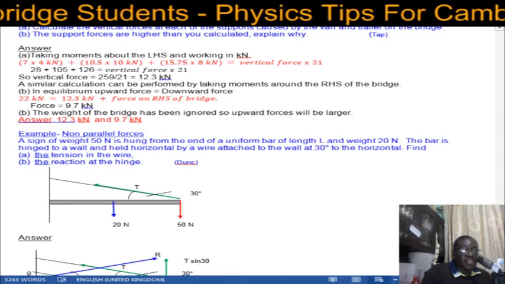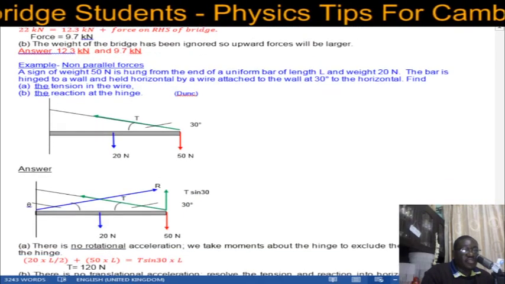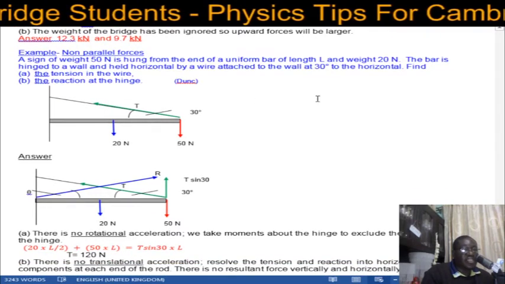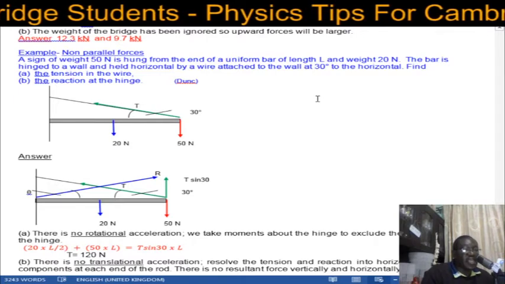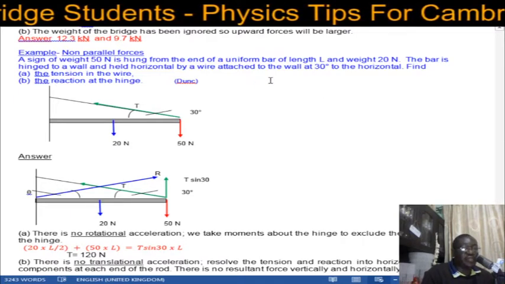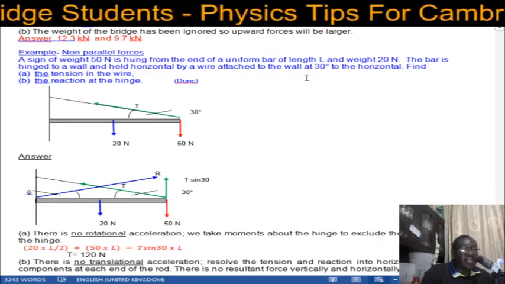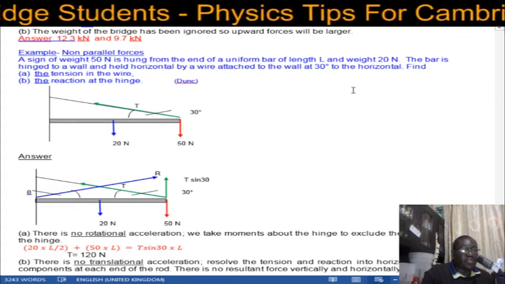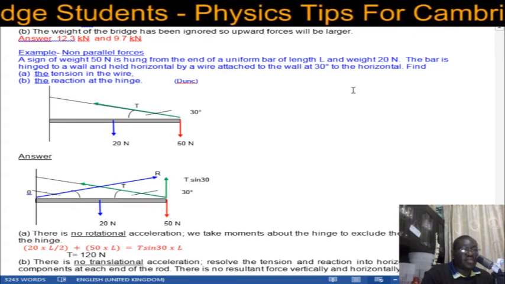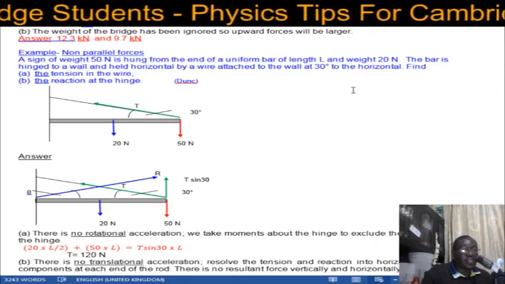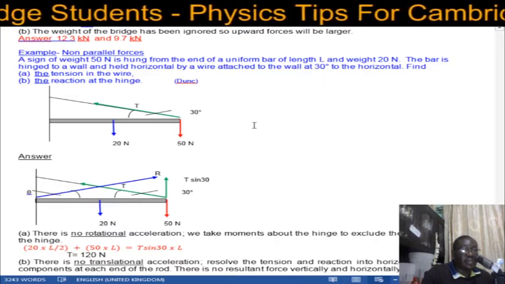Then I'm going to end this video by talking about non-parallel forces. An example on non-parallel forces. A sign of weight 50 newtons is hung from the end of a uniform bar of length L and weight 20 newtons. The bar is hinged to a wall and held horizontal by a wire attached to the wall at 30 degrees to the horizontal. Find the tension in the wire.